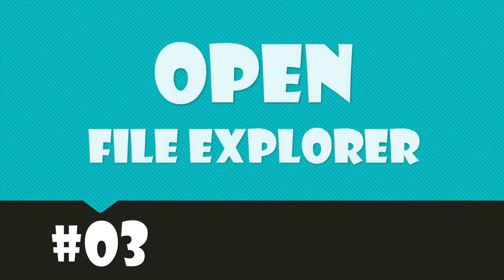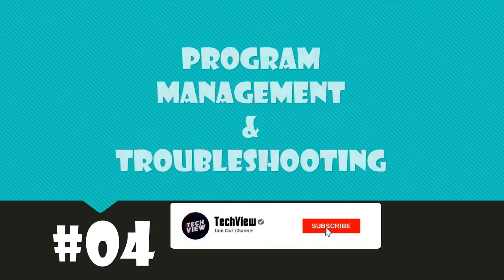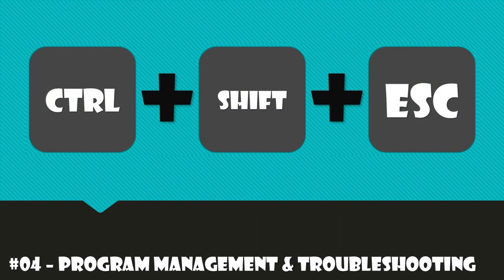The third shortcut will explain to you how to open File Explorer. All you have to do is press the Windows key and the letter E key. The fourth shortcut will explain to you how to open Task Manager easily. All you have to do is press the Control key plus Shift key and the Escape key.